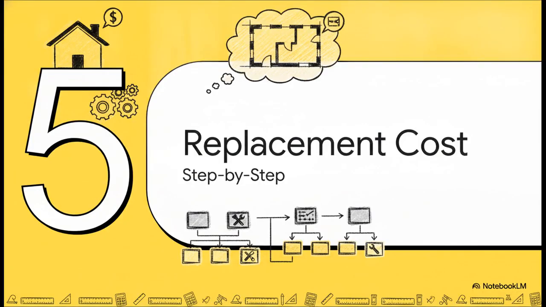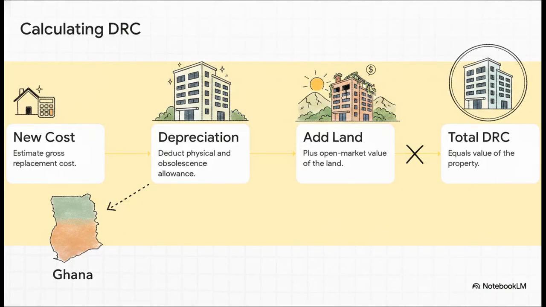Section 5. Calculating replacement cost step by step. Let's break down exactly how this brilliant workaround functions in the real world. By following these 4 steps, the core assumption is that the value of the existing property equals the cost of building a modern equivalent today, minus whatever wear and tear it suffered over the years. So, step 1. You estimate the gross replacement cost of the improvements at current prices. Step 2. You deduct an allowance for physical depreciation, like age and wear, as well as functional obsolescence.